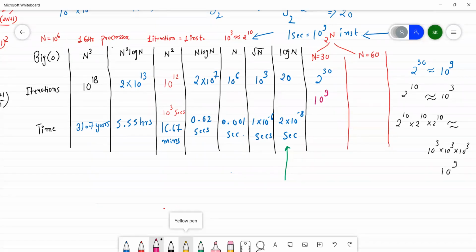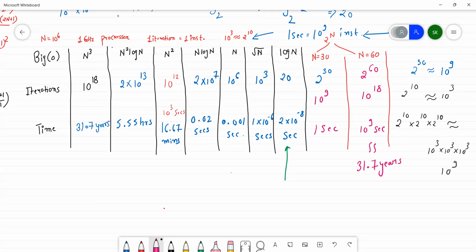The time taken, you all know for 10 to the power 9, how much time will be taken? It will be 1 second. For n equals 60, how many iterations? 2 to the power 60. Approximately how much? For 2 to the power 60, how many iterations? 10 to the power 18. Yeah, right. So it will be 10 to the power 18. And again, you all know the time for this. It is approximately 10 to the power 9 seconds, which is nothing but 31.7 years.